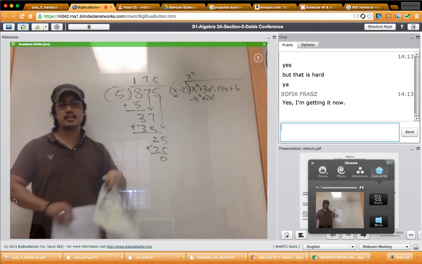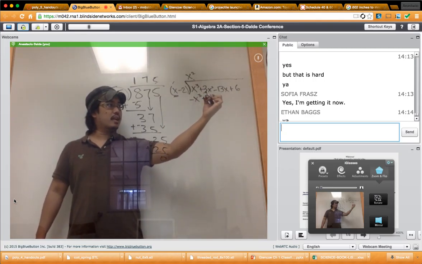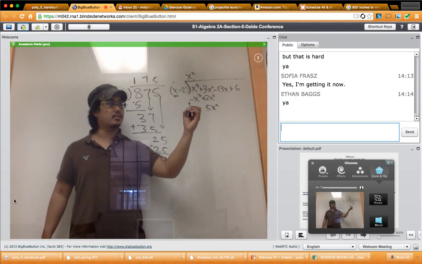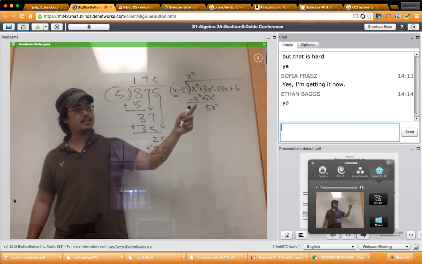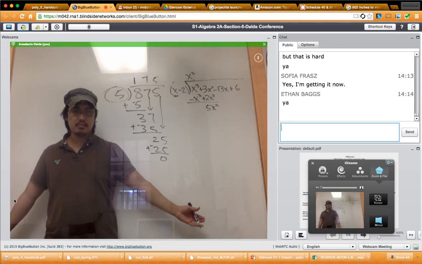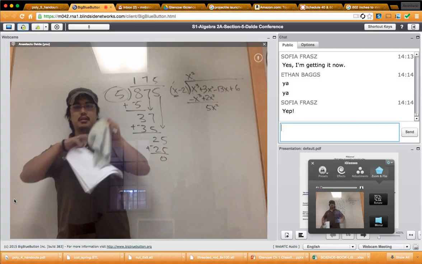When I change the sign of everything in there, now I can just straight up add them. 3x squared plus 2x squared is 5x squared, and then x cubed minus x cubed is 0. Are we cool? Yes, I'm good. No, I hate this. All right, good.